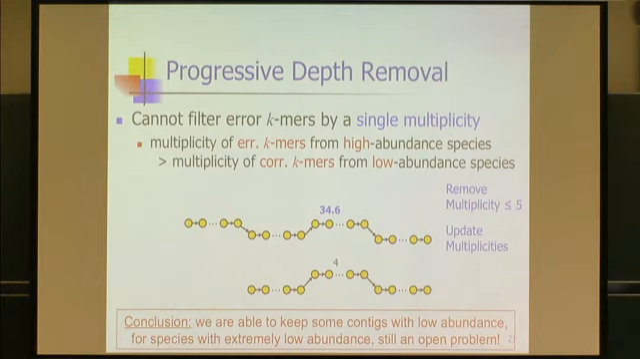Now I want to emphasize that in a real situation, we are able to keep some contexts with low abundancy, but we cannot solve the problem completely. If you really understand our approach, you can see that we also will remove some of the correct chimeras if the multiplicity is low. So in other words, we didn't really solve the problem completely. For those extremely low abundancy species, it's still an open problem how to get them out.